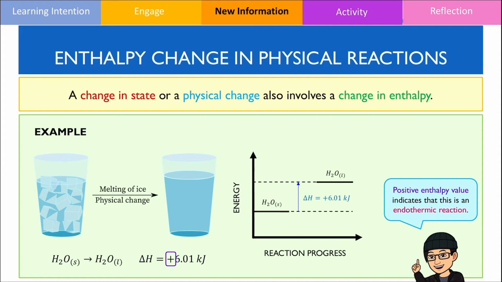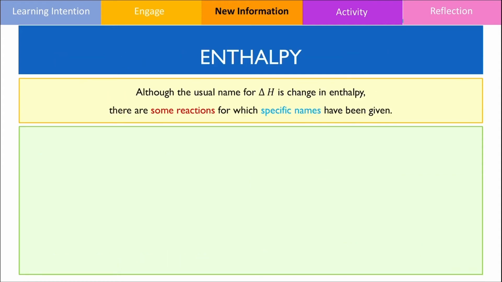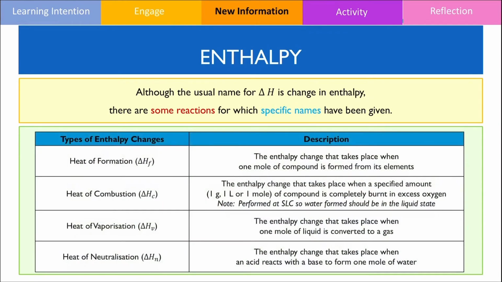Although the usual name for delta H is the change in enthalpy, we use different names for delta H depending on the type of chemical reaction. For instance, it might be referred to as the heat of formation when you have basic elements forming a compound, but you could also see the other types of enthalpy changes as shown in this table. For now, I just want you to be aware of the different types of enthalpy changes, and we'll go through this in more detail in future videos and examples.